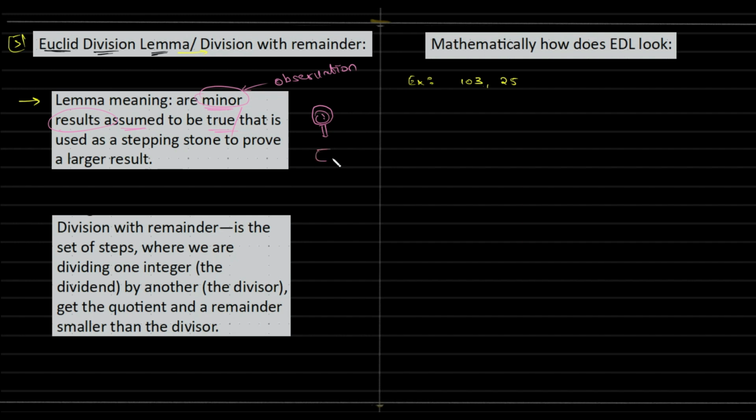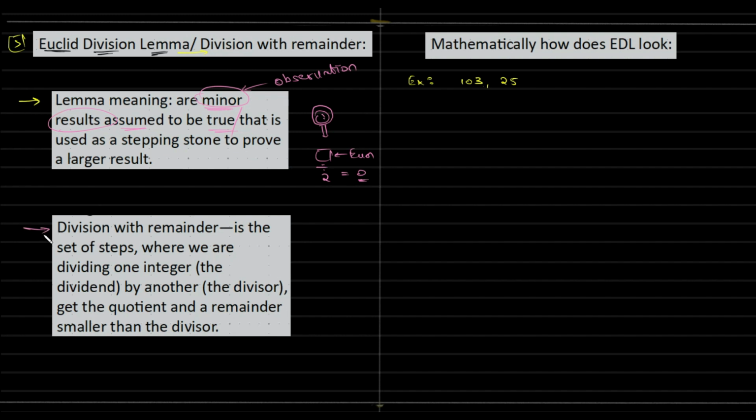Example, if I take any even number and divide that by 2, I'll get a remainder of 0. Is it not? So this is an observation. Based on this, I can prove different things that you will be looking at in the chapter. So you will understand the word lemma better.